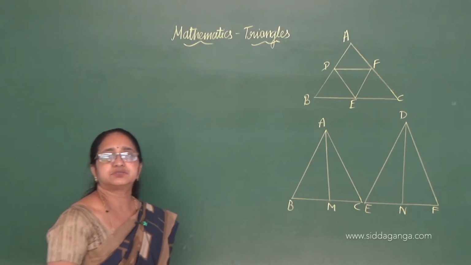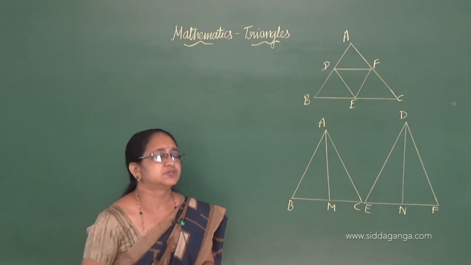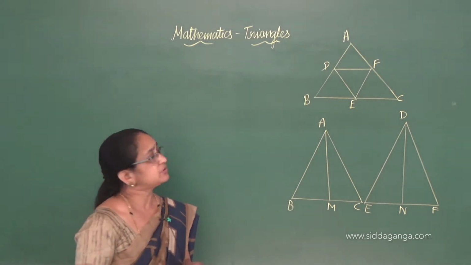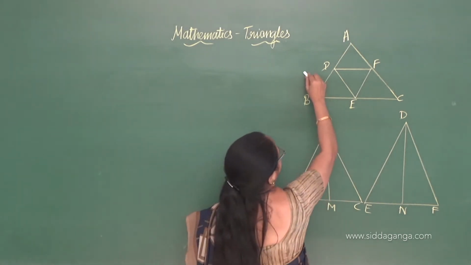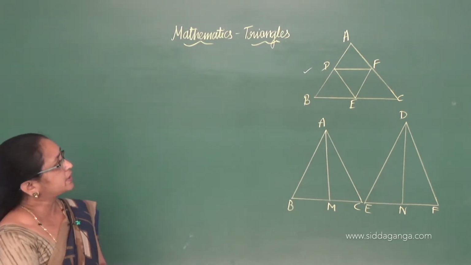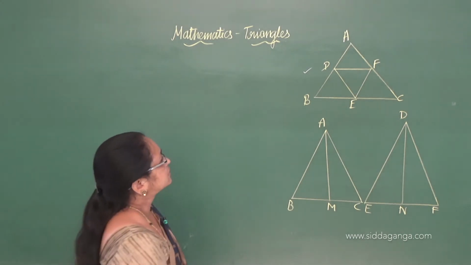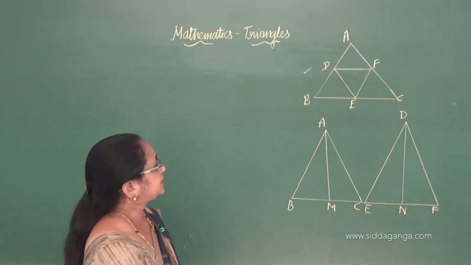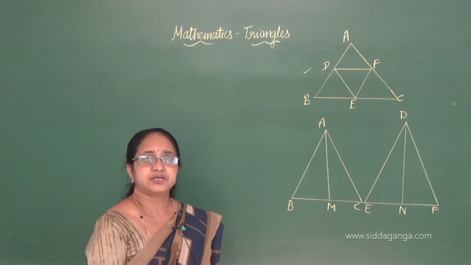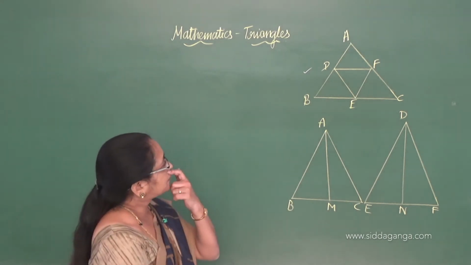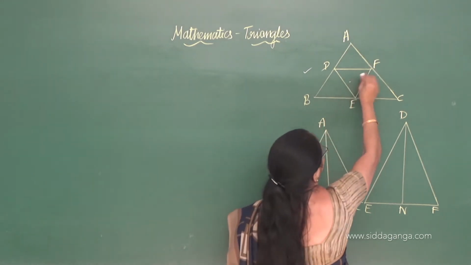Now, the diagram is not given for you in the textbook, so you have to draw the diagram. When you draw the diagram, you should be very careful. See here, ABC is a triangle where D, E, F are the midpoints. D is the midpoint of AB, E is the midpoint of BC and F is the midpoint of AC. Now, when we join all the 3 points, you will get one triangle over here.